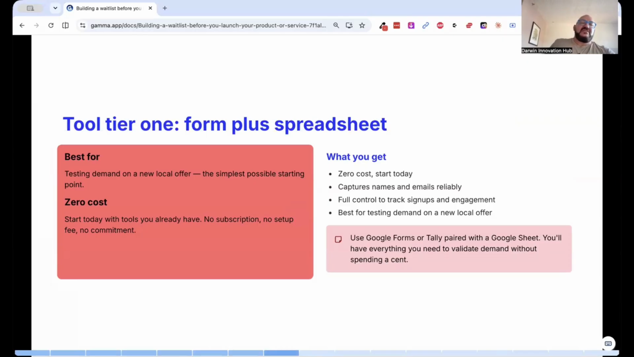The tier one tool you use if you're doing this just rough and ready, and this is generally how I started as well, is using a form plus a spreadsheet. And this is for testing demand on something new, something local, really simple, zero cost. It works with stuff you already have. You don't have to go buy extra subscriptions. You don't have to do setup fees. You're not committing to tools in order to do this.